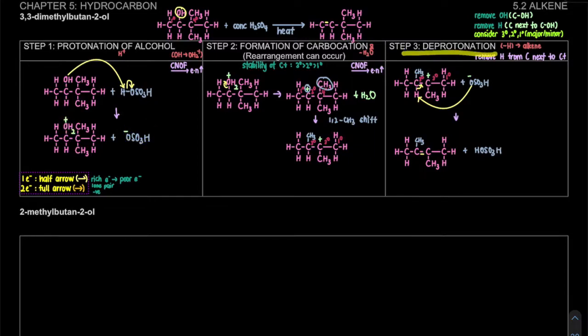The deprotonation: the same OSOH will react with our carbocation ion to take the hydrogen, then we're going to form our alkene. Okay, if you're not sure about the arrow, check again once more. Okay, so that's for the case of 3,3-dimethyl butan-2-ol.